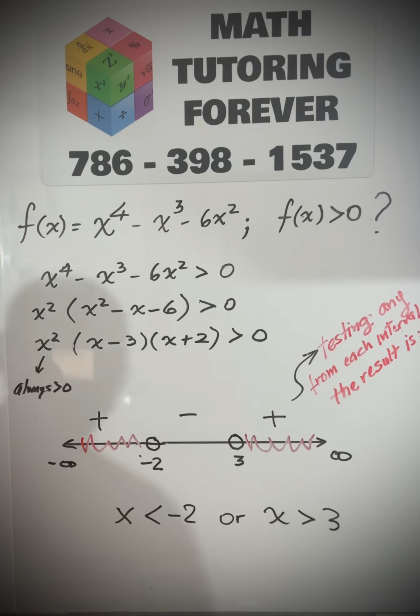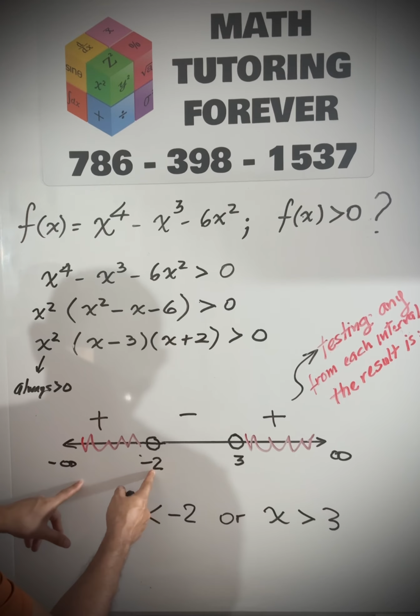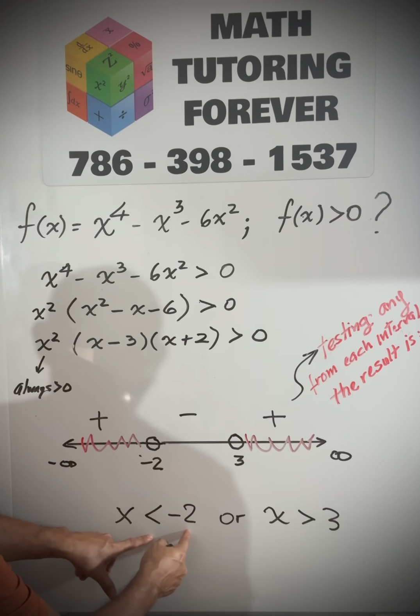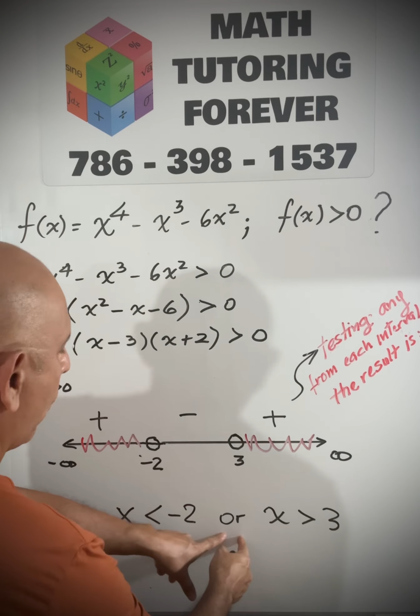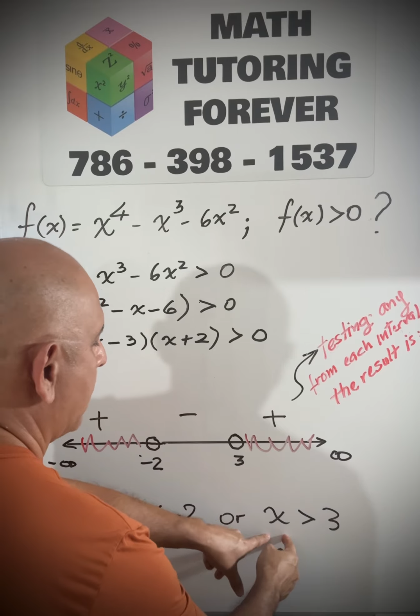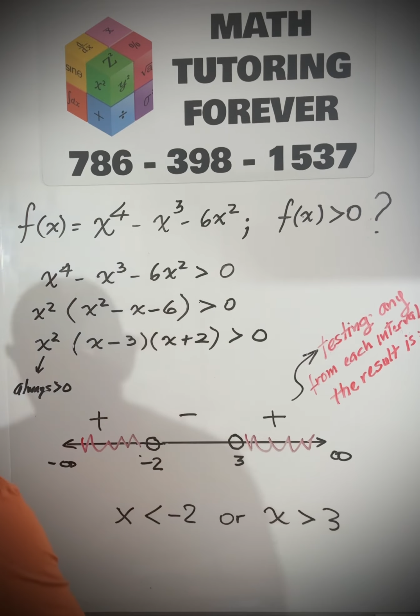How can we rewrite this? In several ways. Now we are going to use set notation. This interval would be all numbers less than negative 2, or this interval would be all the numbers greater than 3. So my solution has 2 intervals, the union of 2 intervals.